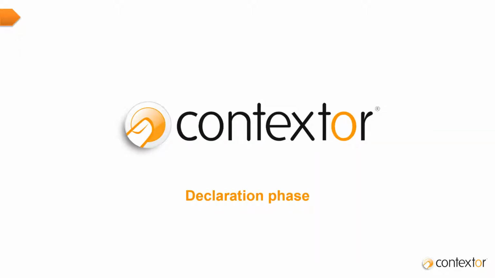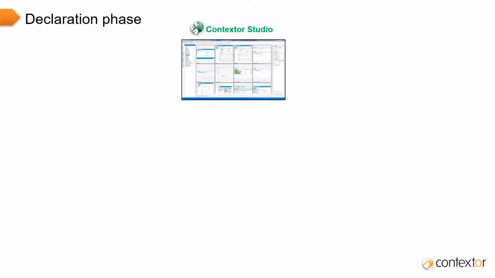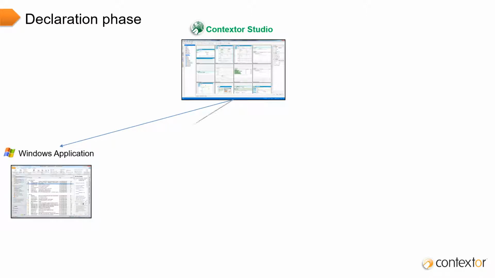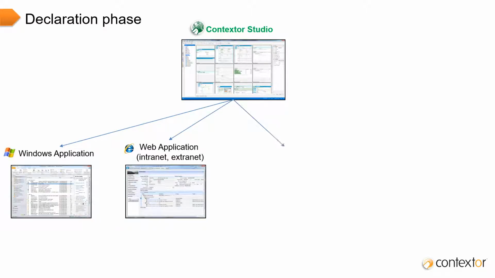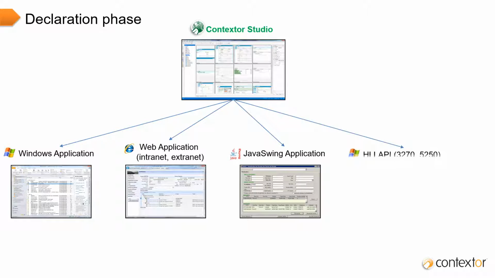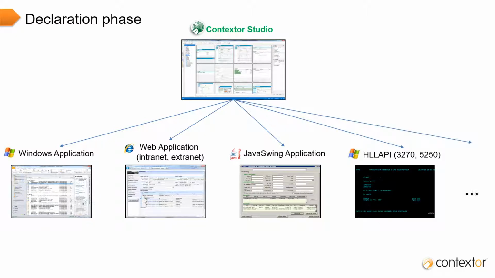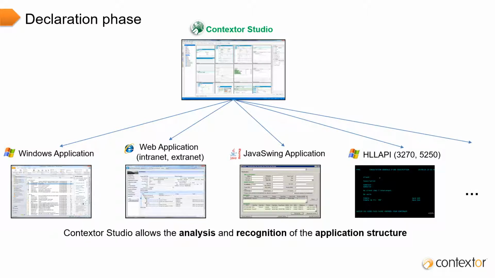As presented in a previous movie, the recognition is the first phase of a Contextor RPA bot. It allows to have a base of objects which will be used during the orchestration phase. Contextor is able to recognize all existing applications, in various technologies. Contextor Studio allows the analysis and recognition of the application structure, whatever the application technology.